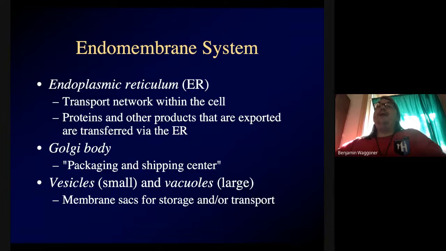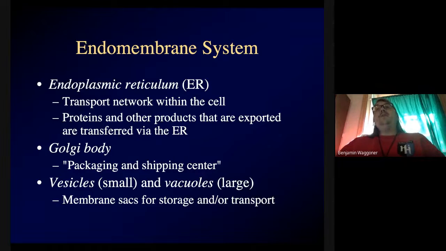Proteins get made and other products get made via the ER. So you could think of that as being the main assembly lines in a cell. Proteins that get made on the ER often end up in a part of the system called a Golgi body, named after the guy who discovered it, who won a Nobel Prize back in 1905, Camillo Golgi. And you could think of this, if you like, as the packaging and shipping center, where proteins that are going to be exported out get sorted and packed up.